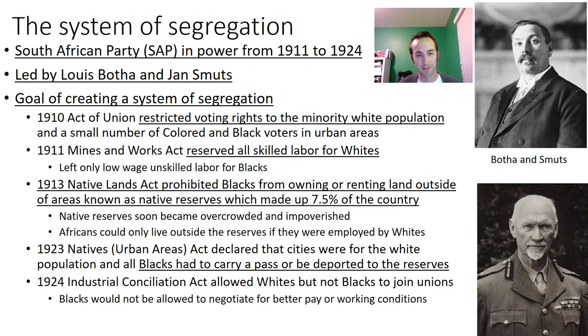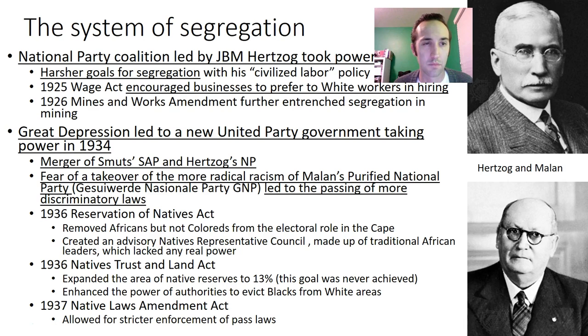1924 Industrial Conciliation Act allowed whites but not blacks to join unions, and so if a bunch of black workers wanted to demand better pay or things like, hey, how about some health care? They're not allowed to join unions, and that's for white people. And so we get a lot of restrictions starting off early on. But wait, it gets worse.